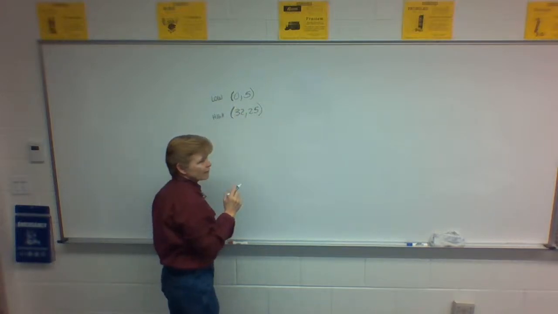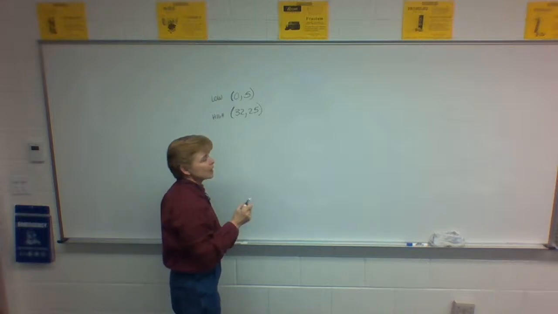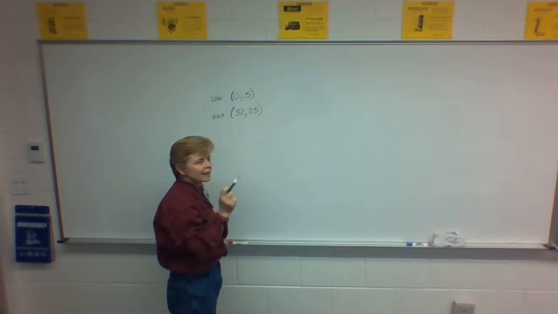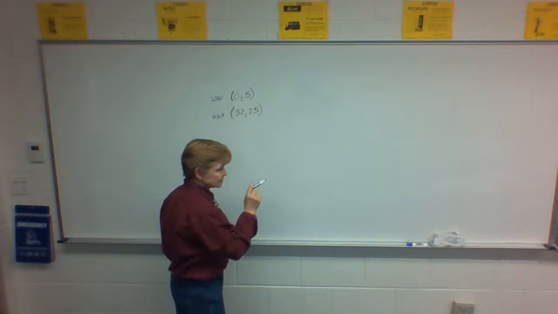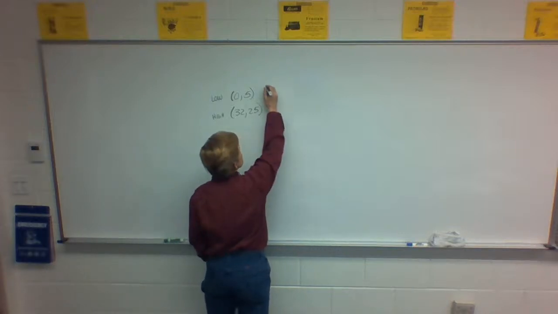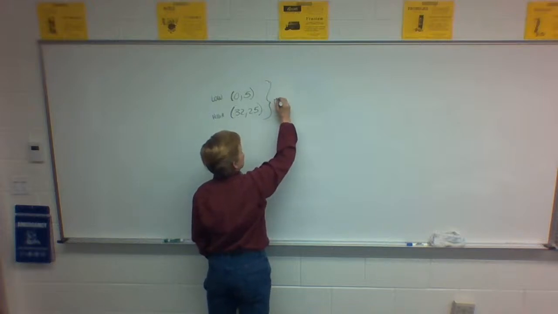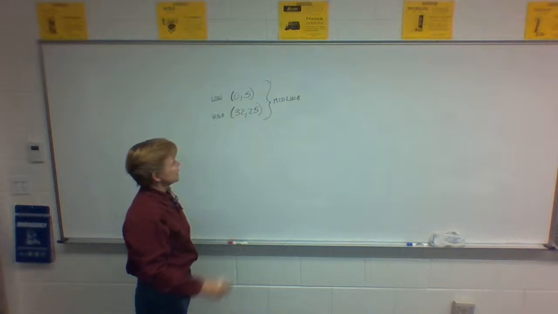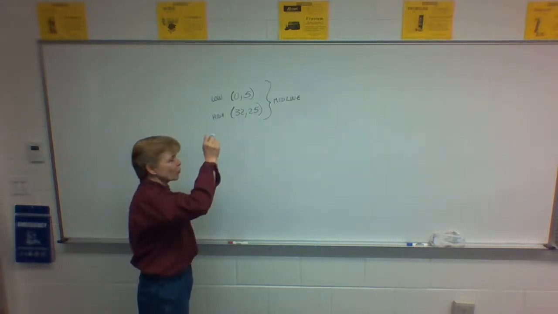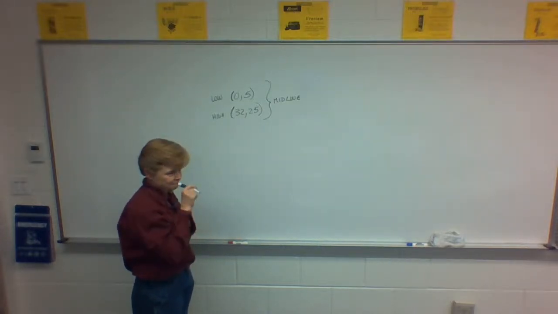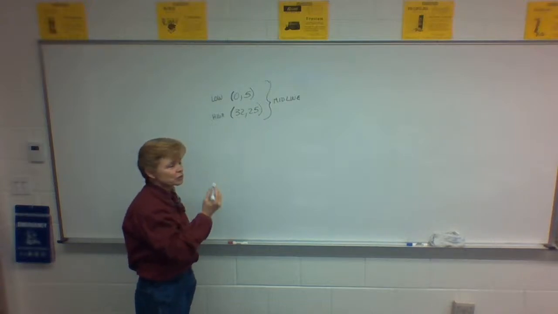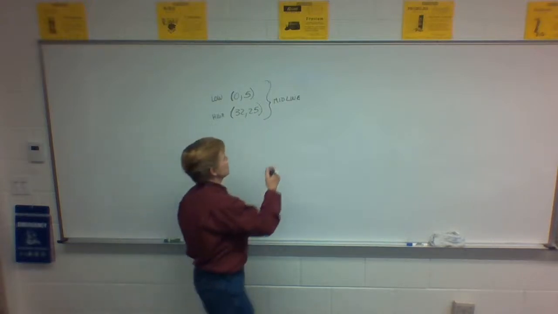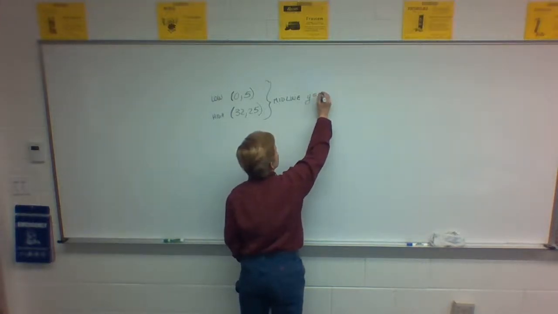Even though you don't know how to do this yet, it'll be really nice to know where the midline is, because this one's moving up and down. Where's the midline? 15. It goes from a low of 5 up to a high of 25. What's right smack in the middle of that? 15 is the average of 5 and 25. 5 and 25 is 30. Half of that's 15. Midline is y equals 15.